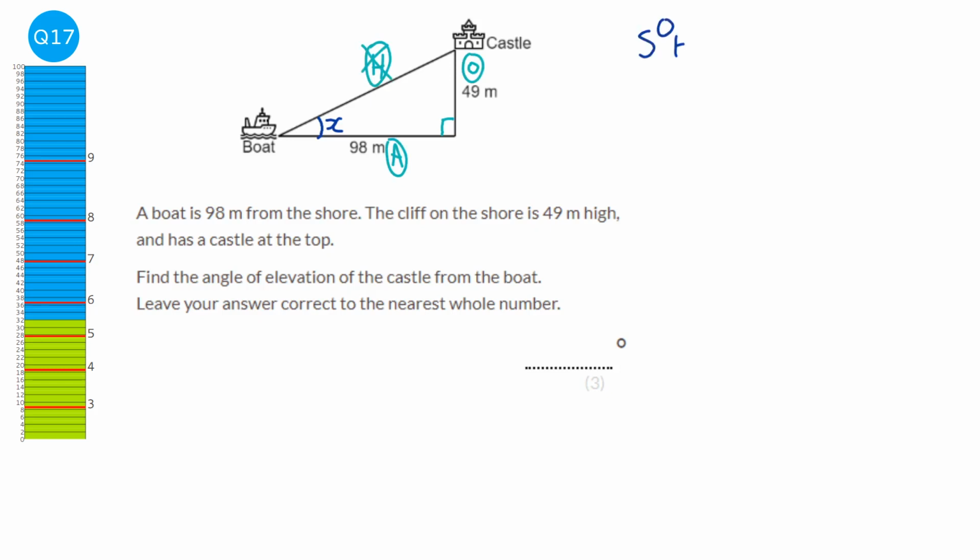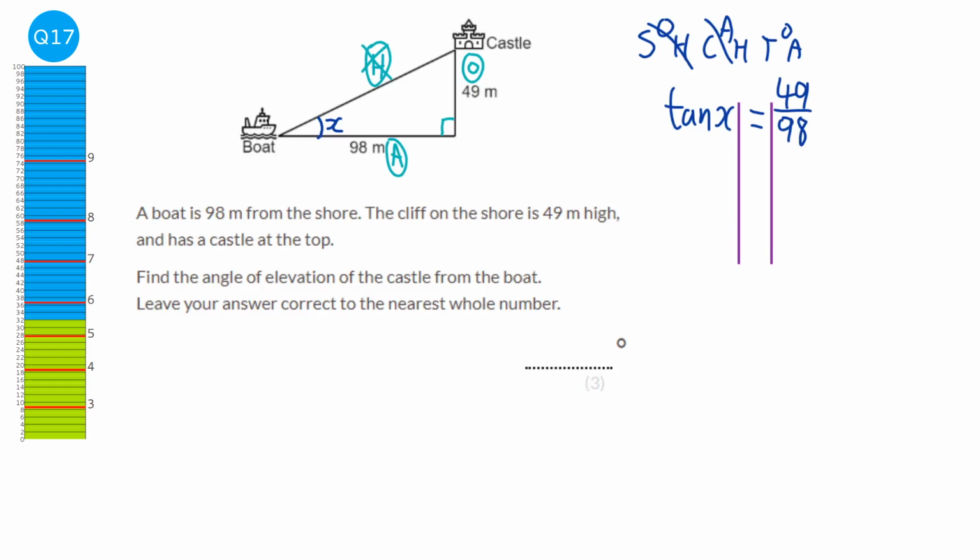Let's just put our SOHCAHTOA in. So we've crossed out the hypotenuse, so it won't be sine or cos, it will be tan. So it would be tan x is equal to the opposite, which is 49 over 98. Get our lines in. And we're going to do the inverse tan of both sides.